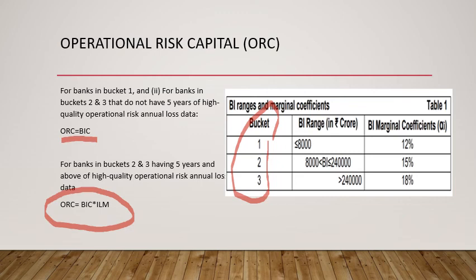If you are a bank which is under 2 or 3 but you do not have 5 years of data, then still you use this formula. Otherwise, use the formula ORC is equal to BIC into ILM, which is to be used in cases where you are having more than 5 years of quality data for operational risk loss events. Okay, so this is how you calculate operational risk capital as per the new Basel norms.